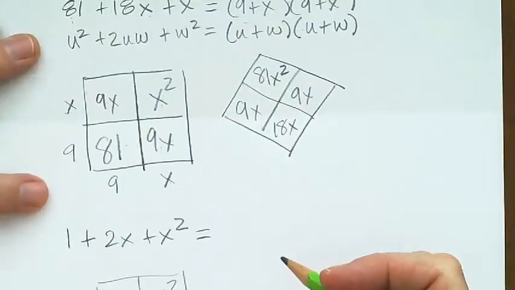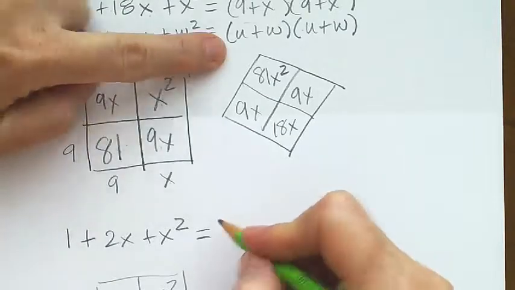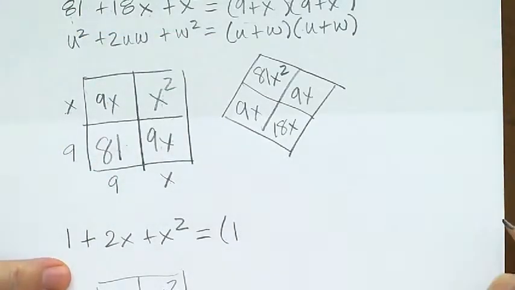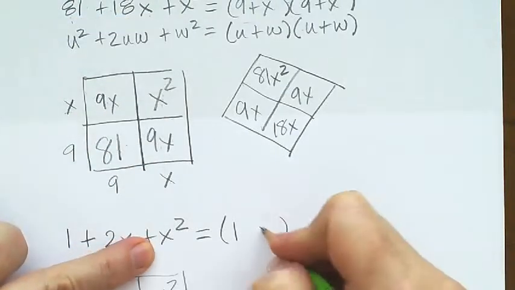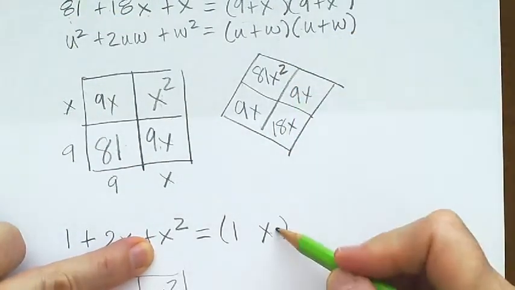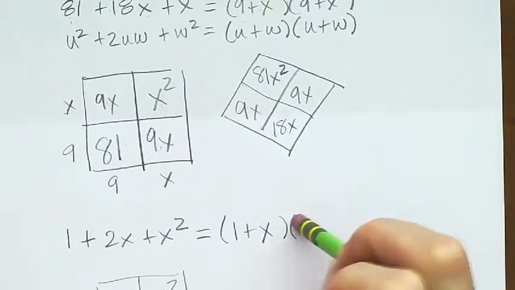Or if you just use the template, if u squared is 1, u is 1. 1 times 1 is 1. If w squared is x squared, w must be x. So this is 1 plus x times 1 plus x.